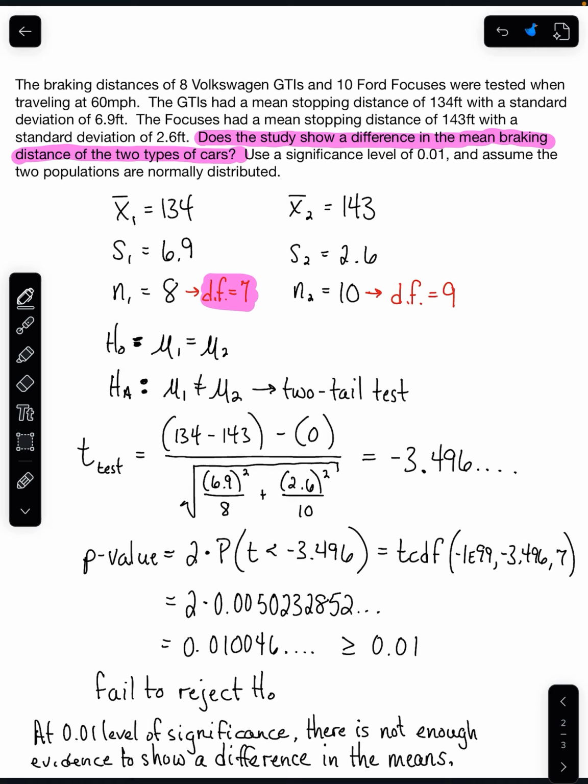Now, that being said, we should also consider the fact that our p-value was incredibly close to our level of significance. And it's a very small level of significance compared to others that we see often, like 0.05 or 0.1. So we do have a pretty extreme test statistic. Negative 3.496 is pretty extreme. So that being said, we should recognize that our decision to fail to reject was by a hair's breadth. If we had any other level of significance of the common ones, we definitely would have rejected h sub 0 and shown a difference in the means.